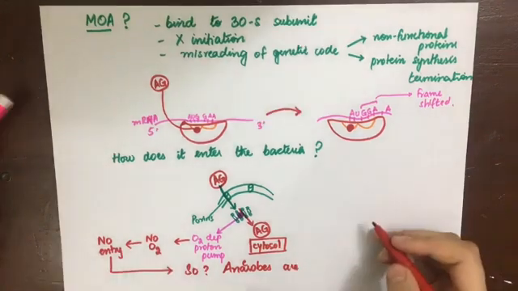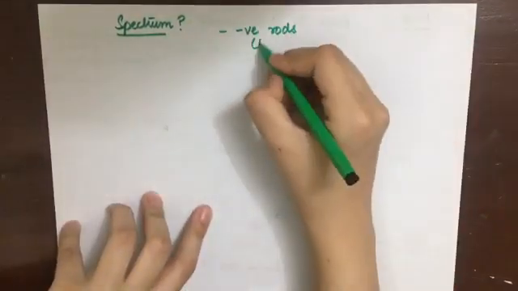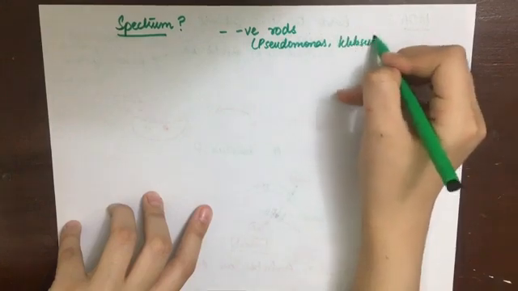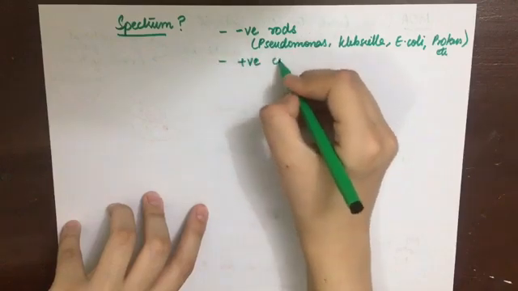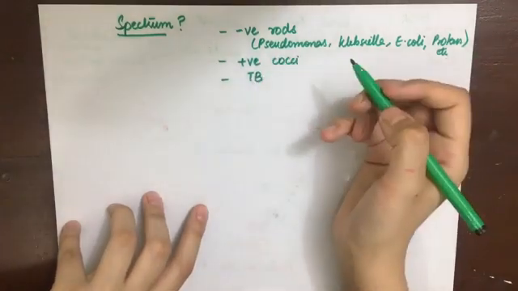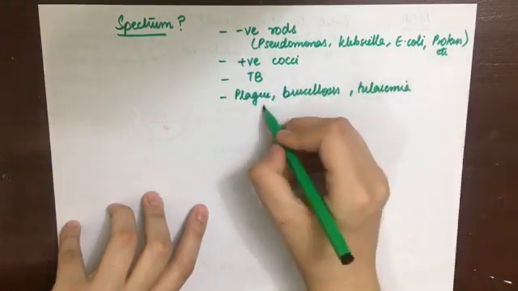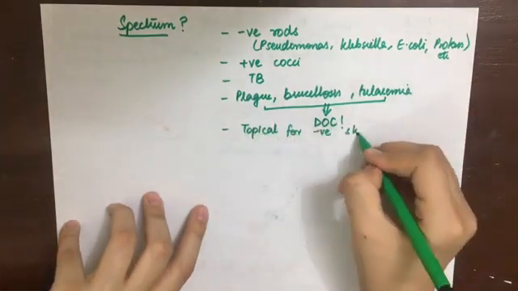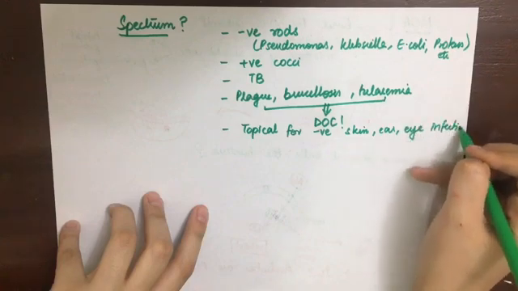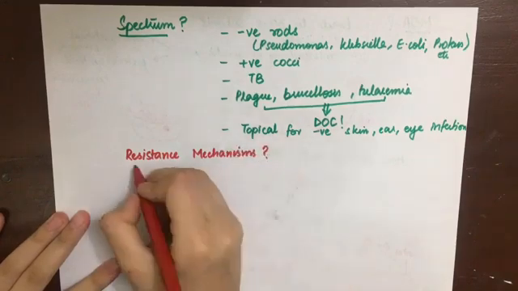Thus, their spectrum of activity will include gram-negative aerobic bacteria. They can include many bacteria such as Pseudomonas, Klebsiella, E. coli, and Proteus, etc. They also have cidal activity against some gram-positive cocci such as Strep viridans and Enterococcus. They are also used in tuberculosis and some other gram-negative infections such as bubonic plague, tularemia, and brucellosis. Their drug of choice is primarily streptomycin and gentamicin. They are also used topically for gram-negative skin infections, eye or ear infections.